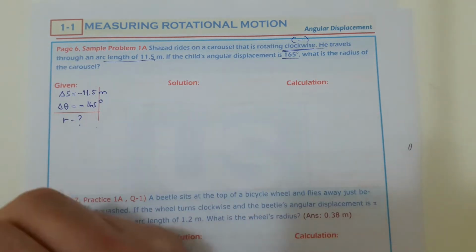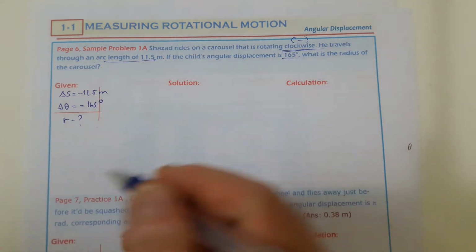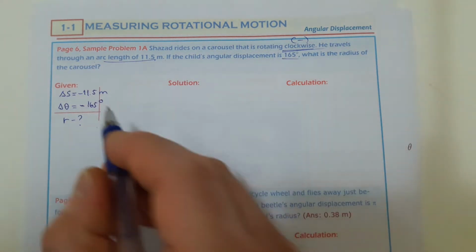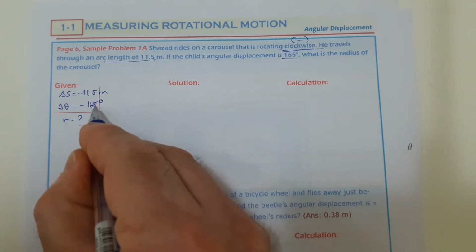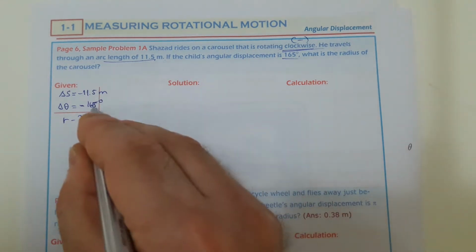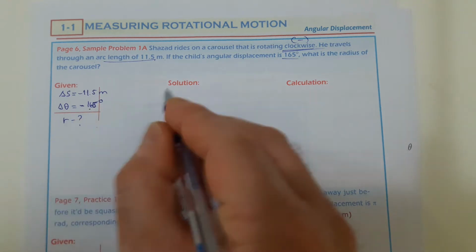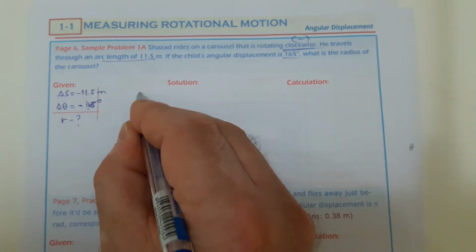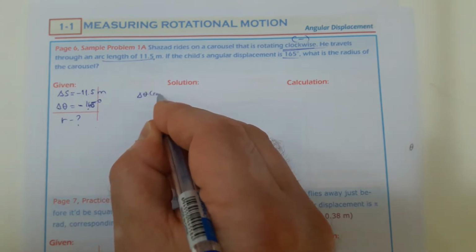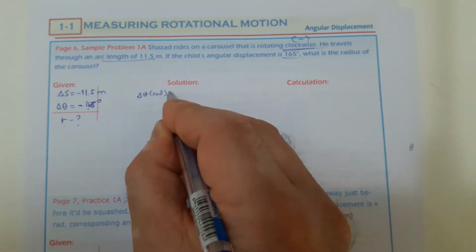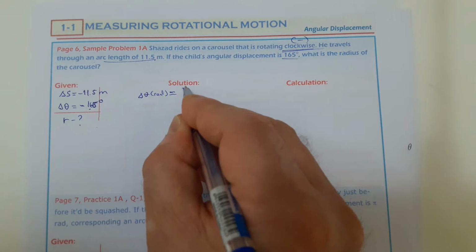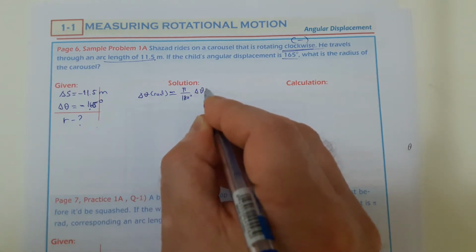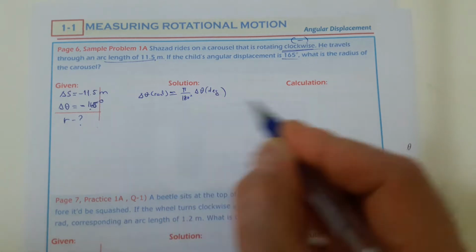Calculate R. So we will get R by the equation, delta theta equals delta S over R. But we never use degrees in calculation. Always we should convert this degree to radian before starting a calculation. Then delta theta in radian I should get, which is equal to pi over 180 degrees multiplied by delta theta in degrees. First, I should convert it.